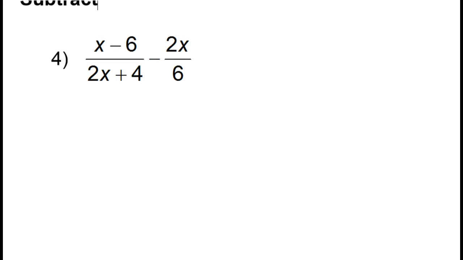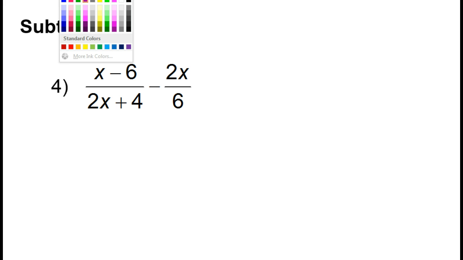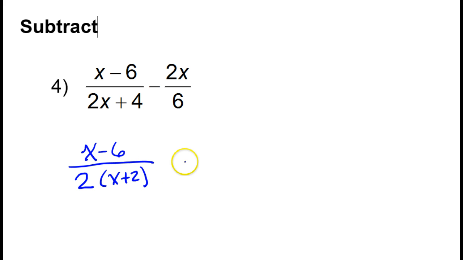So let's go back and do problem number 4 where we subtract. So really the first thing we should do is look and see if there's something to factor. GCF is happening right here. So what I have is x minus 6 over, now if I pull out that GCF, I'm going to have 2 and then x plus 2. So I factored that.